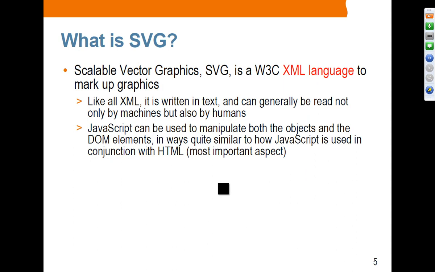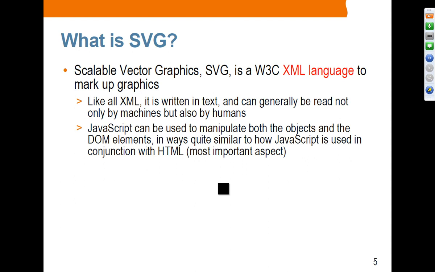So SVG stands for Scalable Vector Graphics, and it is an XML language to mark up graphics. So this is the big difference from Canvas. In Canvas, you have a canvas element, and then you are going to use JavaScript code to draw things, right? In SVG, you are going to draw things using XML.